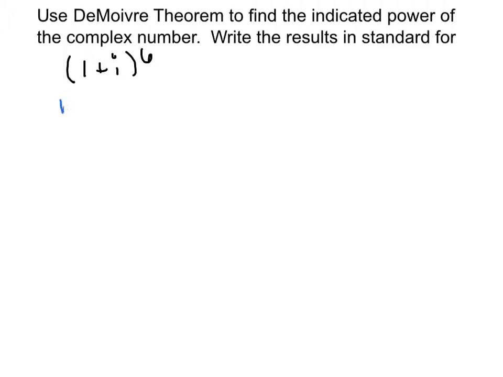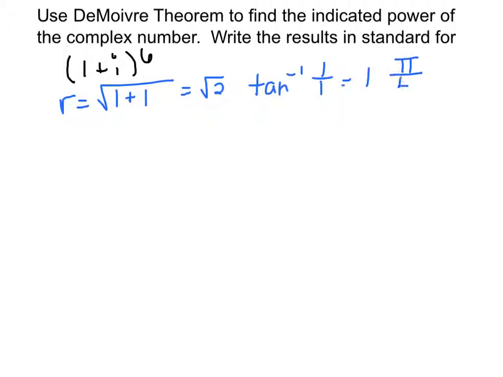The first thing I need to find is the radius. So that's 1 squared plus 1 squared, and the radius is the square root of 2. Next, I have to find the angle. So the inverse tangent of y over x equals, where is tangent 1? And it's 1 at 45 degrees, or pi fourths.